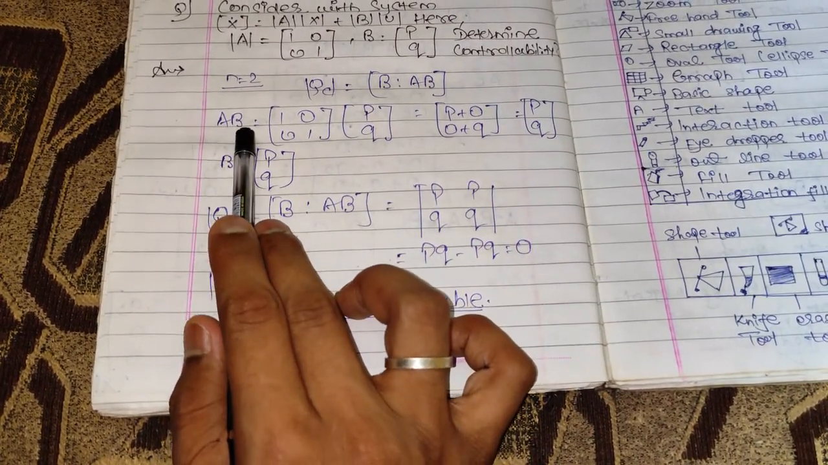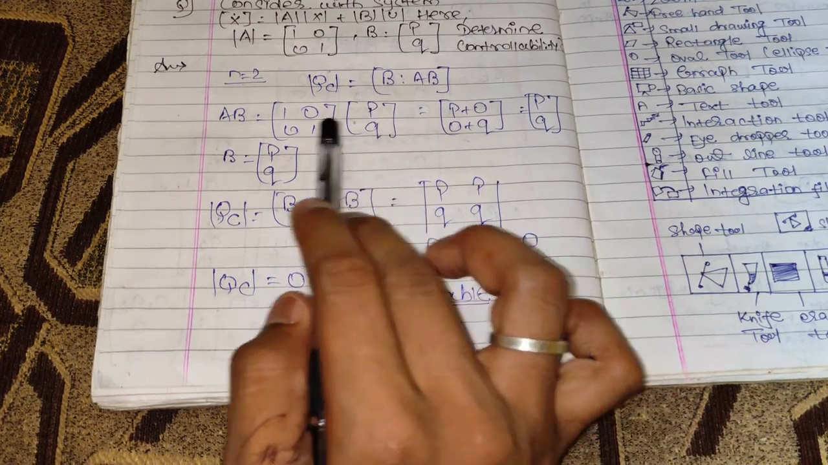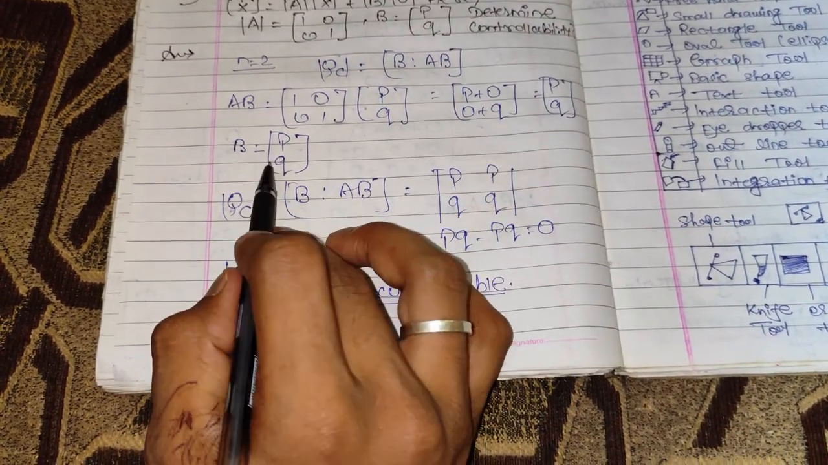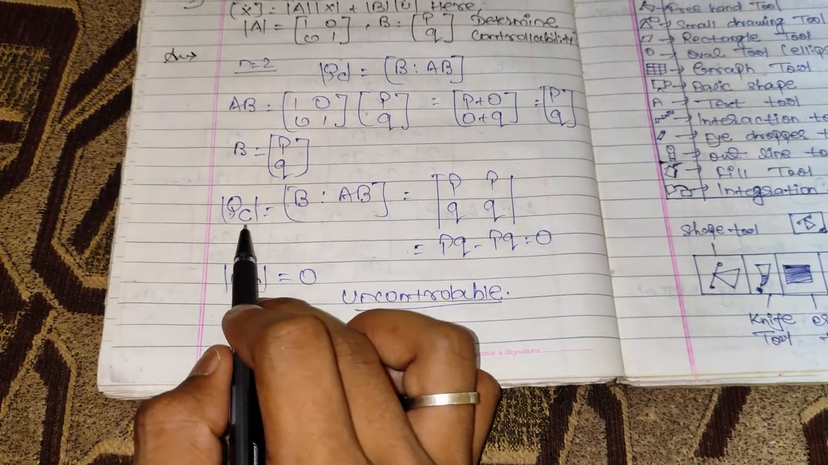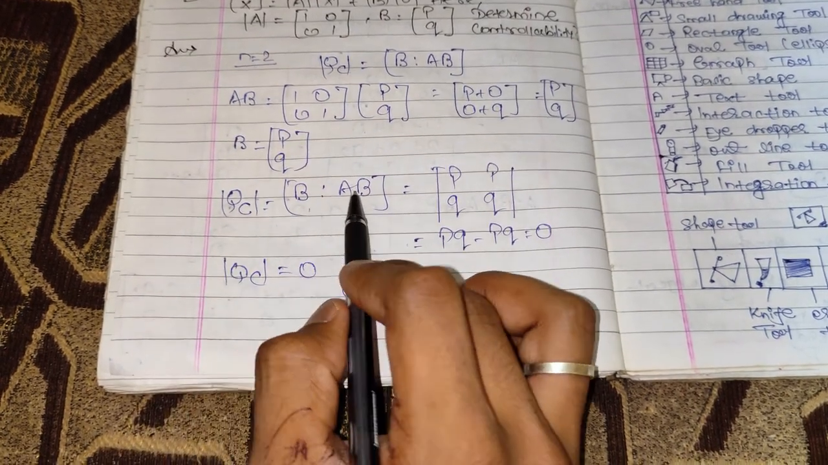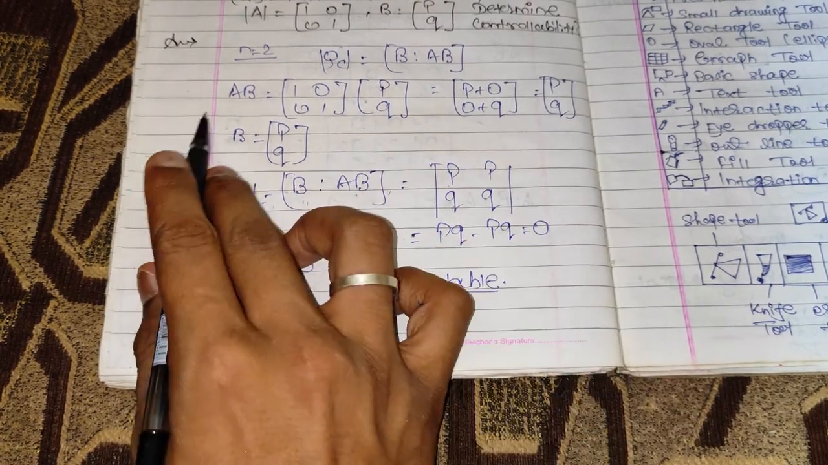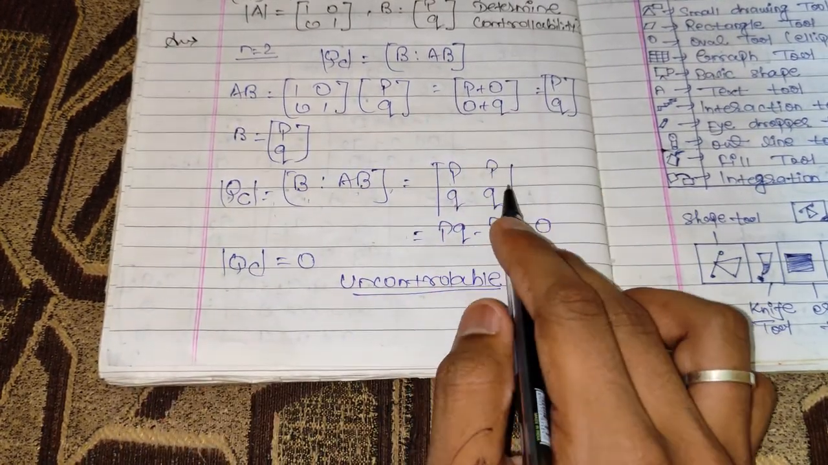Firstly we will find A, B, C, which is 1 0 0 1, P, Q. Solve this, we get PQ. Here is the B, PQ. We will find the controllability, like Qc is equal to B, AB. We will put the value of B, PQ, AB. We have already found that, P by Q.